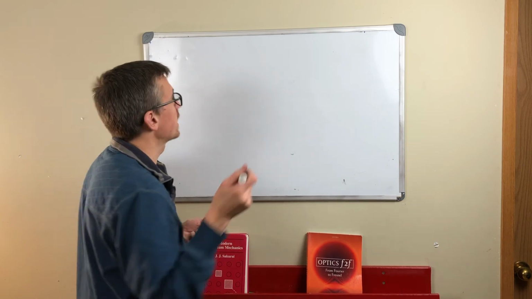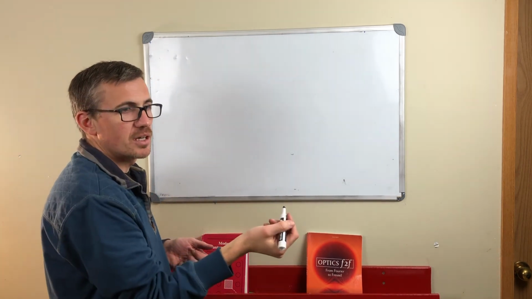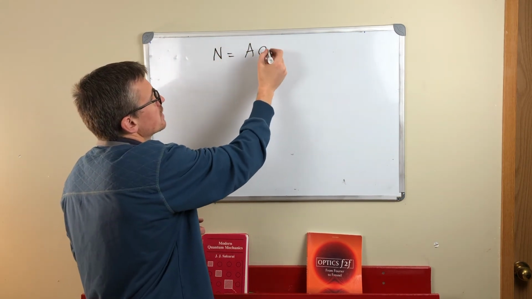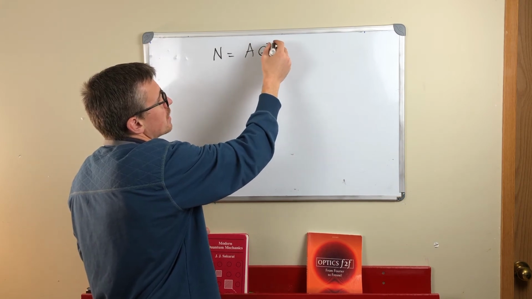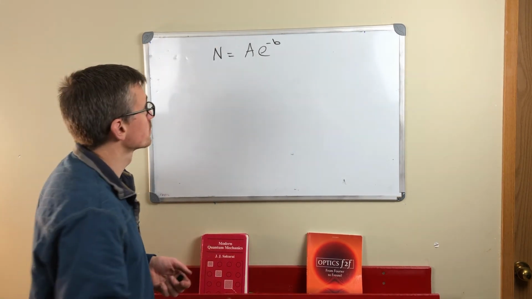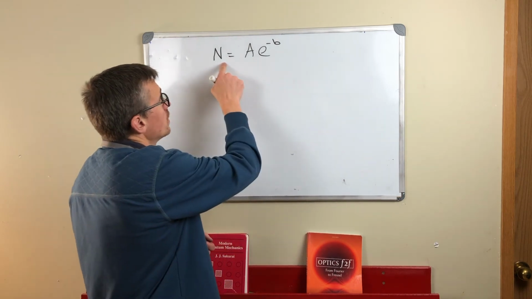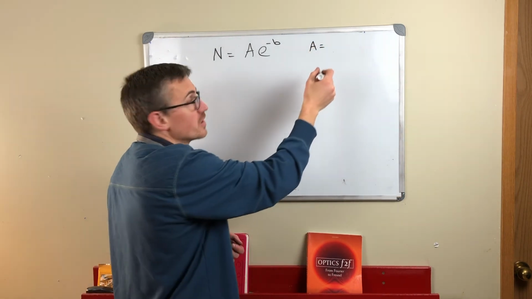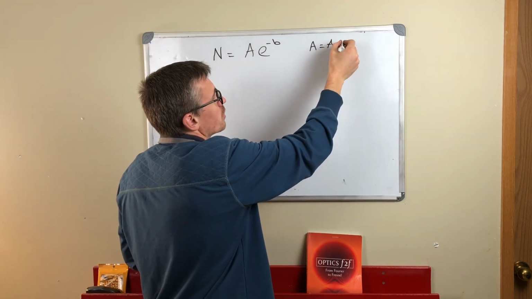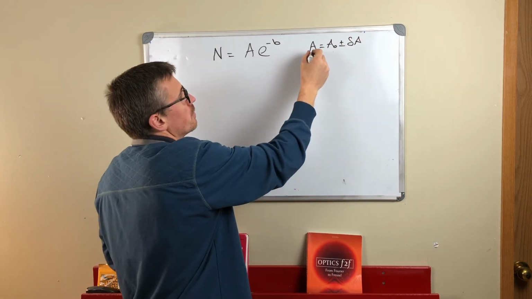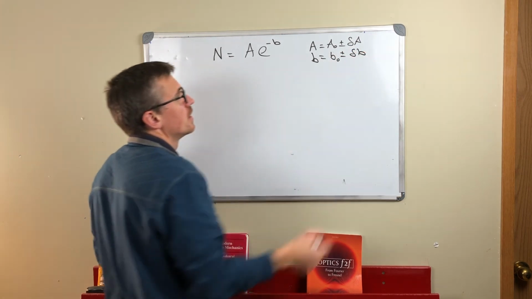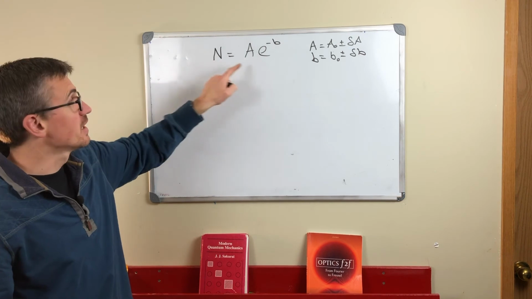Let's just say we have an exponential decay. We have a decay rate, n, equal to a e to the minus b, little lowercase b. We don't know what that is yet. So what is our uncertainty? Given that a we measured, our initial population, if we're using this example, is equal to a naught plus or minus delta a. B is equal to b naught plus or minus delta b. Let's derive our uncertainty in n given these parameters.